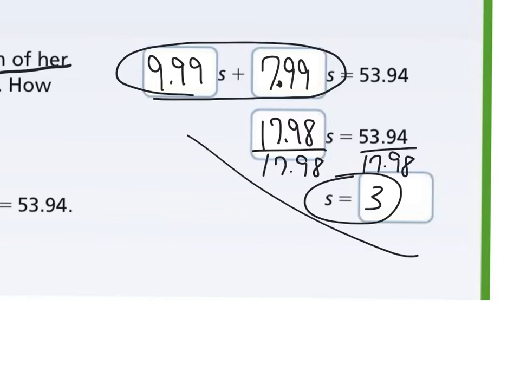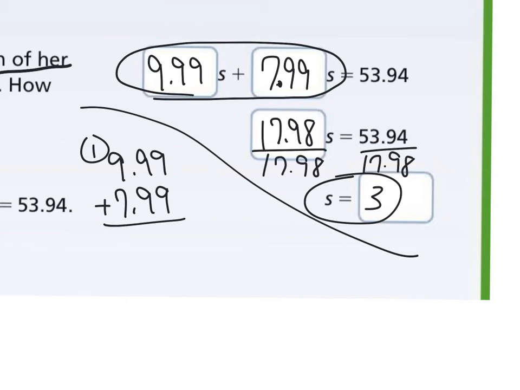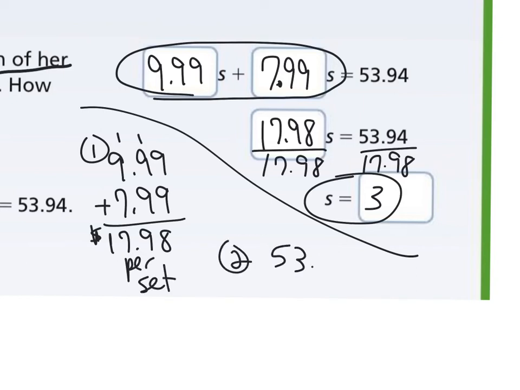This did not specify that we had to do an equation, so another option that you might be more inclined to do would be to add the $9.99 and $7.99 together to figure out that the total cost is $17.98 per set. And then at that point you could say she spent $53.94. So if we do $53.94 divided by $17.98, that will tell us how many sets. Again, without even doing an equation, we can figure that out as well.